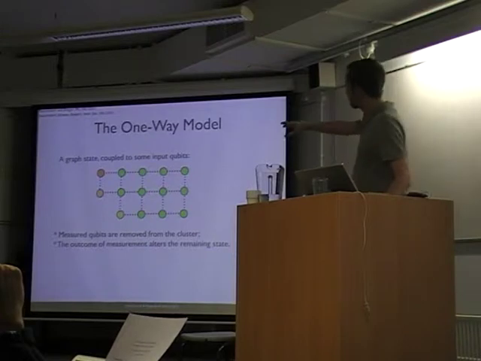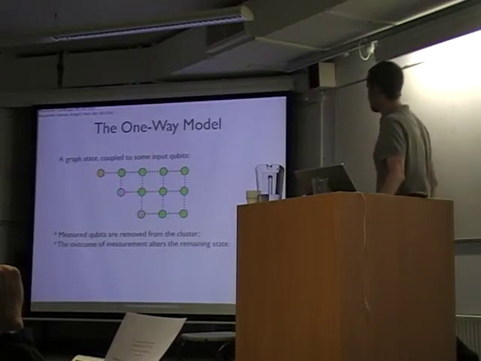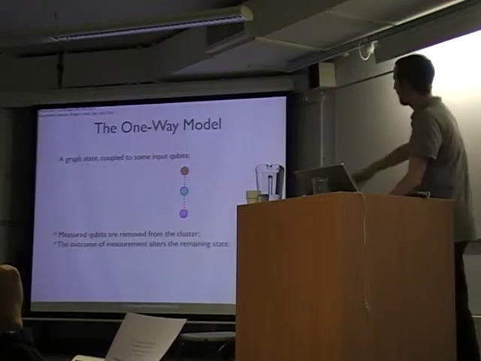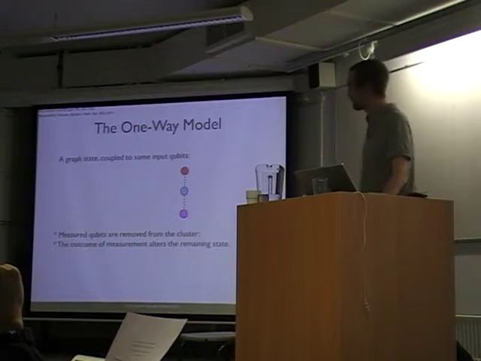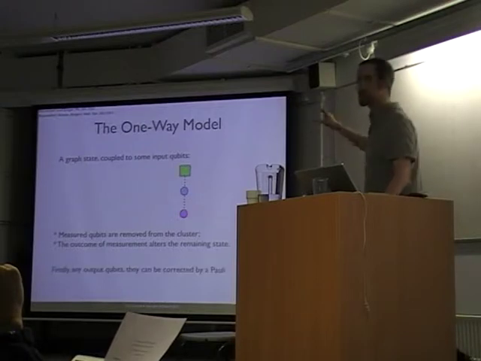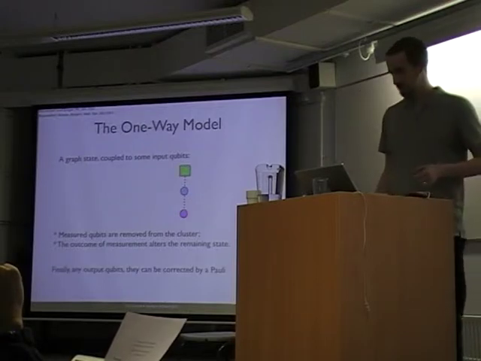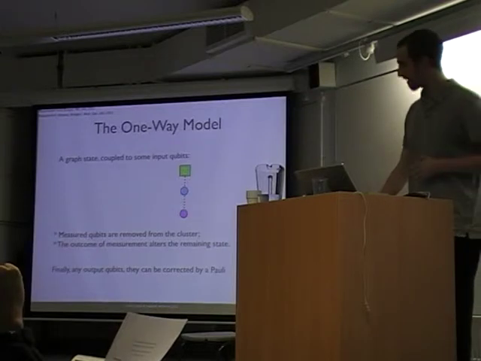But as they get measured, the fact that you projected one of them onto some new state has an effect on the other qubits because they're entangled. So you go through, you consume your cluster, and you have some sort of output at the end. That's why it's called the one-way computer, because most of the stuff gets used up in the process. And then you might want to correct your remaining qubits in some final output.